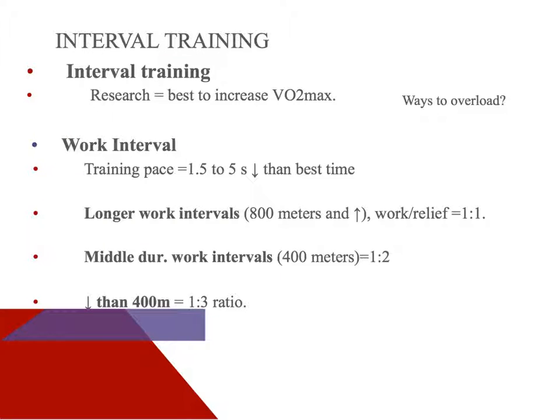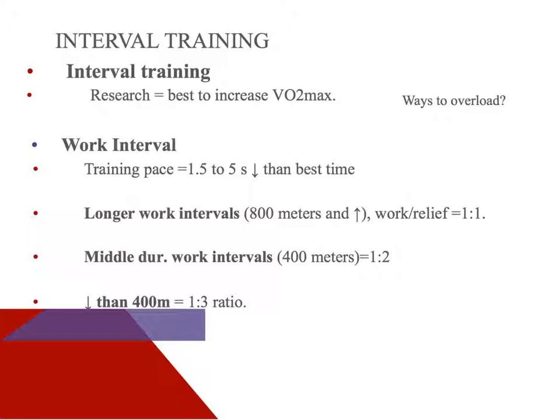Research shows that interval training is the best way to increase VO2 max. So how can we overload and use interval training to increase our VO2 max? We might increase our intensity, we might increase our time spent at higher intensities, and reduce our work to rest ratio, allowing for less relief.